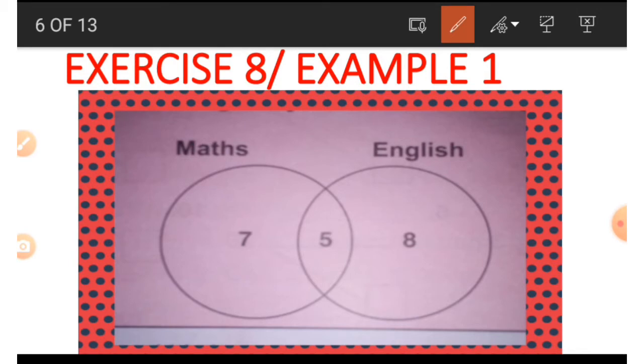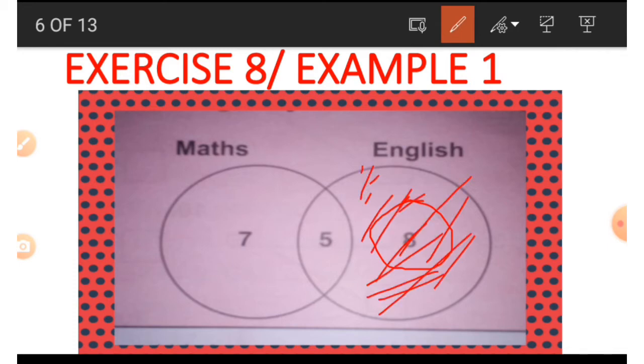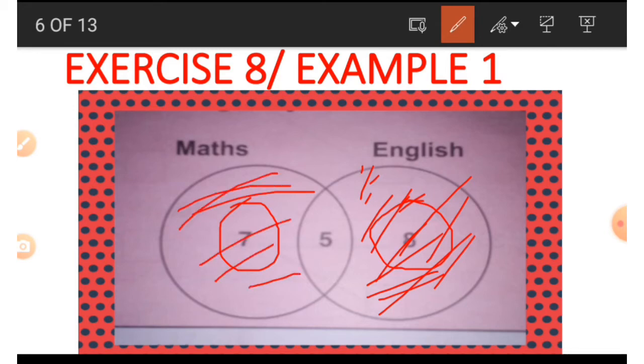Now in this example, pupils in a class, some offer mathematics and some offer English. Some offer both mathematics and English. The circled part in English represents those that offer only English, while the part circled in mathematics represents those that offer mathematics only. But the number in the middle represents those that offer both mathematics and English. So this is the relationship between these numbers.